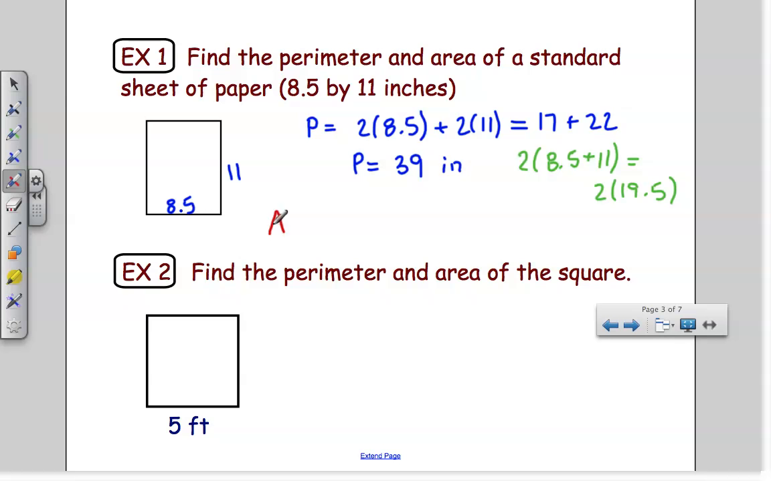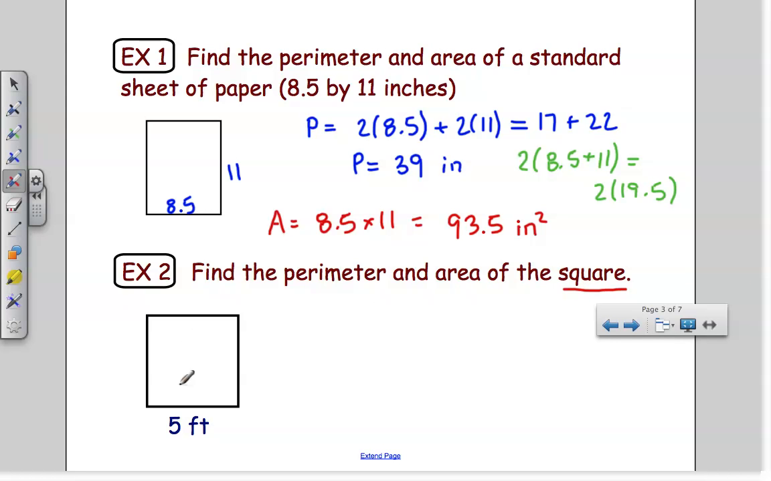And area is actually a little bit easier. We know area of a rectangle is just base times height. So in this case, I'm going to do 8.5 times 11. One second here. That is 93.5. Careful with the label on area. Of course, we're talking units squared, and here we have inches. So 93.5 inches squared for area. So perimeter and area of a rectangle, example here. Let's do perimeter and area of this square in the next example.